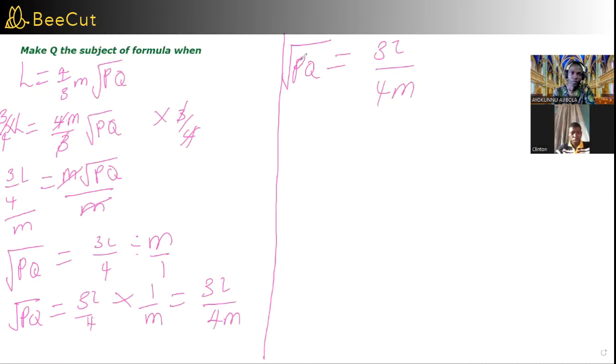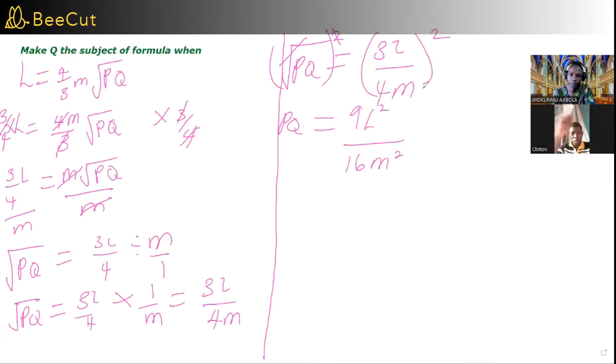I'm not there yet. I want to make q the subject, but p is still there and the root is still there. So I will power both sides by 2, square both sides. So this is going to cancel this, and I have pq left. But bear in mind that this is 3 squared, which is 9, and this is L squared, and this is 4 squared, which is 16, while this is M squared, because the square applies to everything in that bracket.